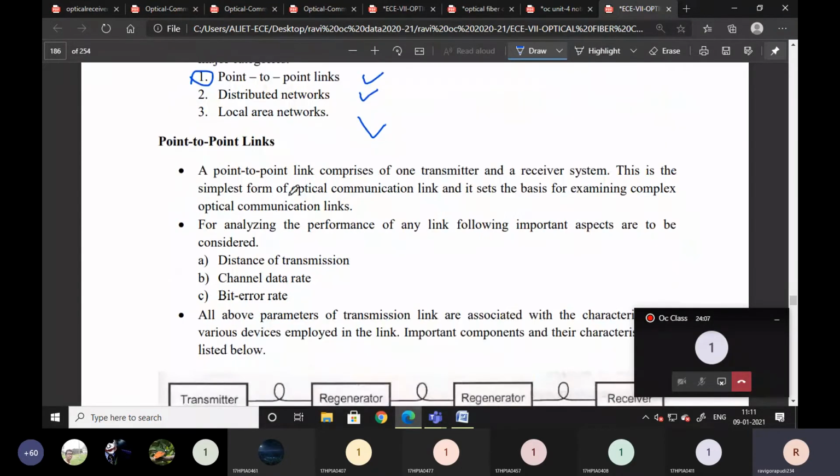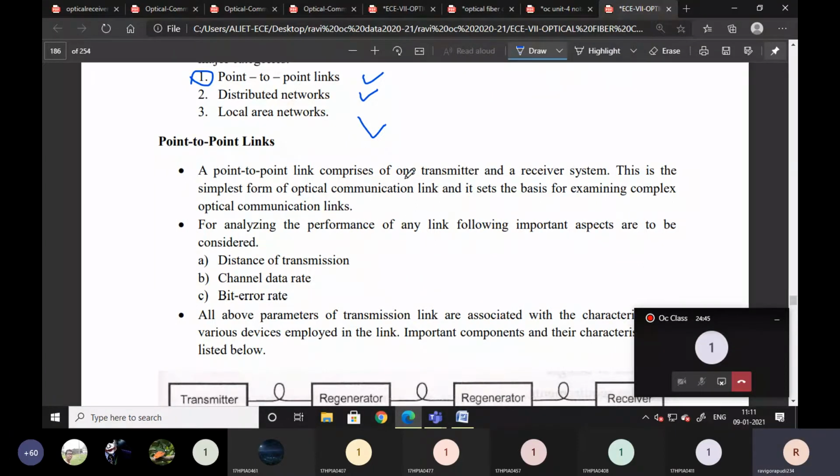A point-to-point link comprises one transmitter and one receiver system. If you want to design an optical system, how we can connect one by one, that is nothing but a point-to-point link. We need one transmitter and receiver in the optical system design. This is the simplest form of optical communication link, and it sets the basis for examining complex optical communication links.